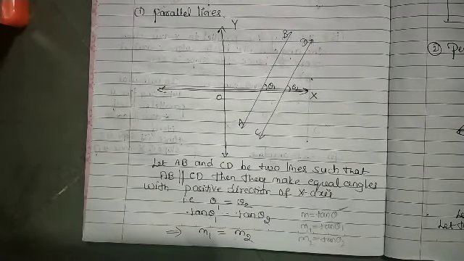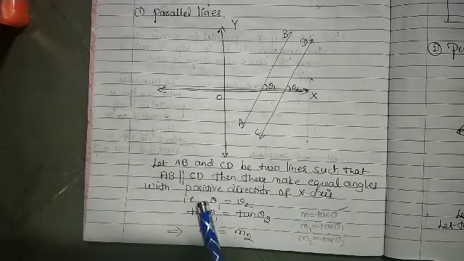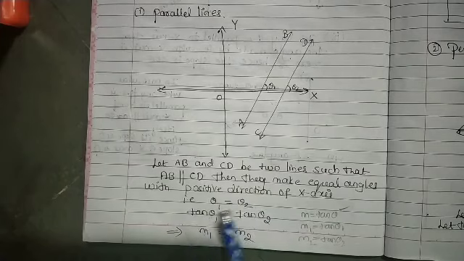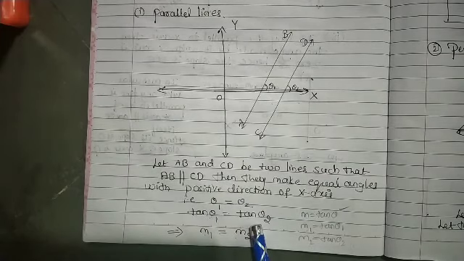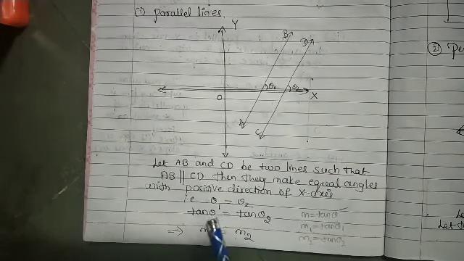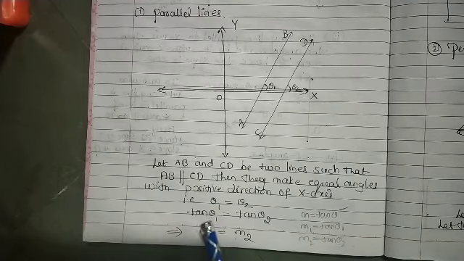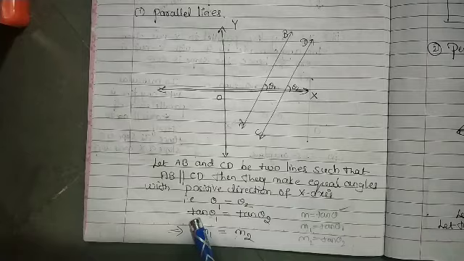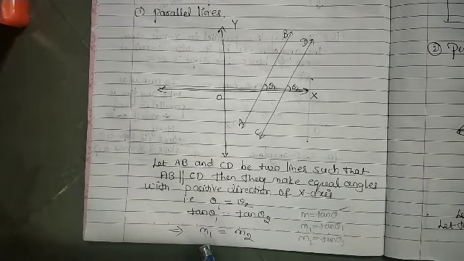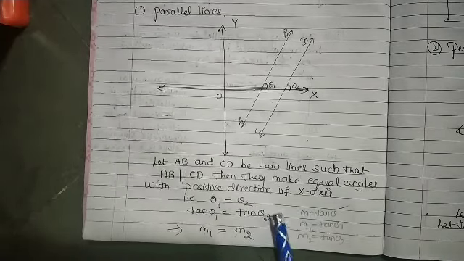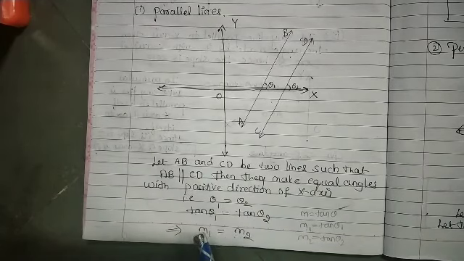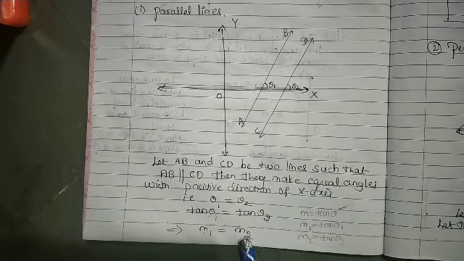In order to get the slopes, we have to take tan ratios on both sides. Taking tan ratios on both sides, tan theta 1 is equal to tan theta 2. We know that the slope m is equal to tan theta. With respect to angle theta 1, tan theta 1 is m1. With respect to angle theta 2, tan theta 2 is m2. Therefore, we have m1 is equal to m2.